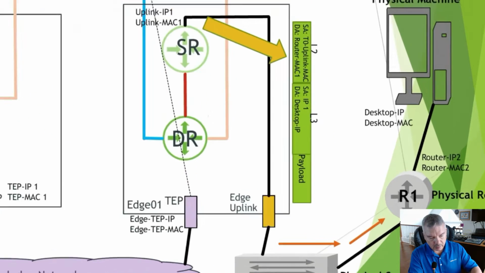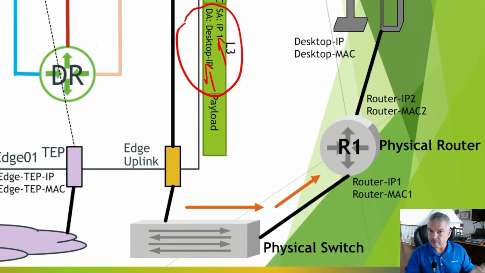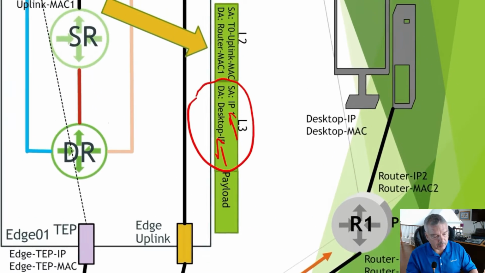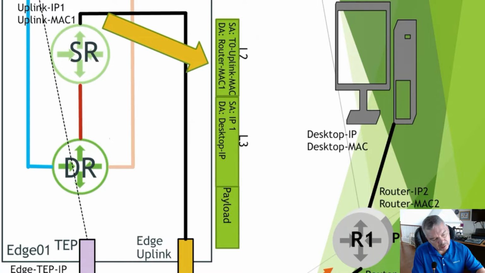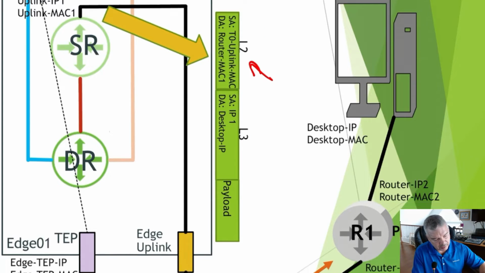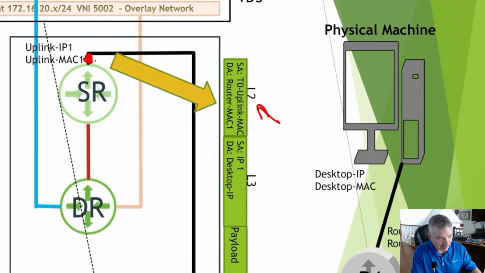What do we see? The layer 3 stuff stays the same. Source IP is IP1, that's the VM's. Destination is the physical. Never changed, right? But when we look at the layer 2, we see the tier 0 uplink MAC. Let me show you that. It would be right here, the interface of that uplink for the SR, and the router MAC address.